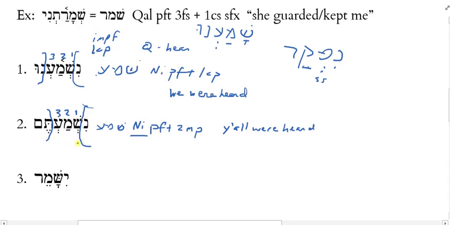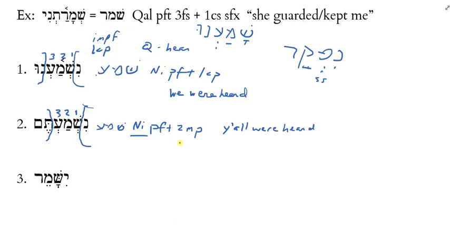How would I translate nishmati with the T ending? I was heard. Good. Nishme'u, third common plural ending. They were heard. Excellent. What about just nishma with no ending? He was heard. Good. Nishme'ah, she was heard. Good. Nishmat with a tav and a silent sheva. You were heard, and the you is a woman. Okay? And nishmanu again is we were heard.